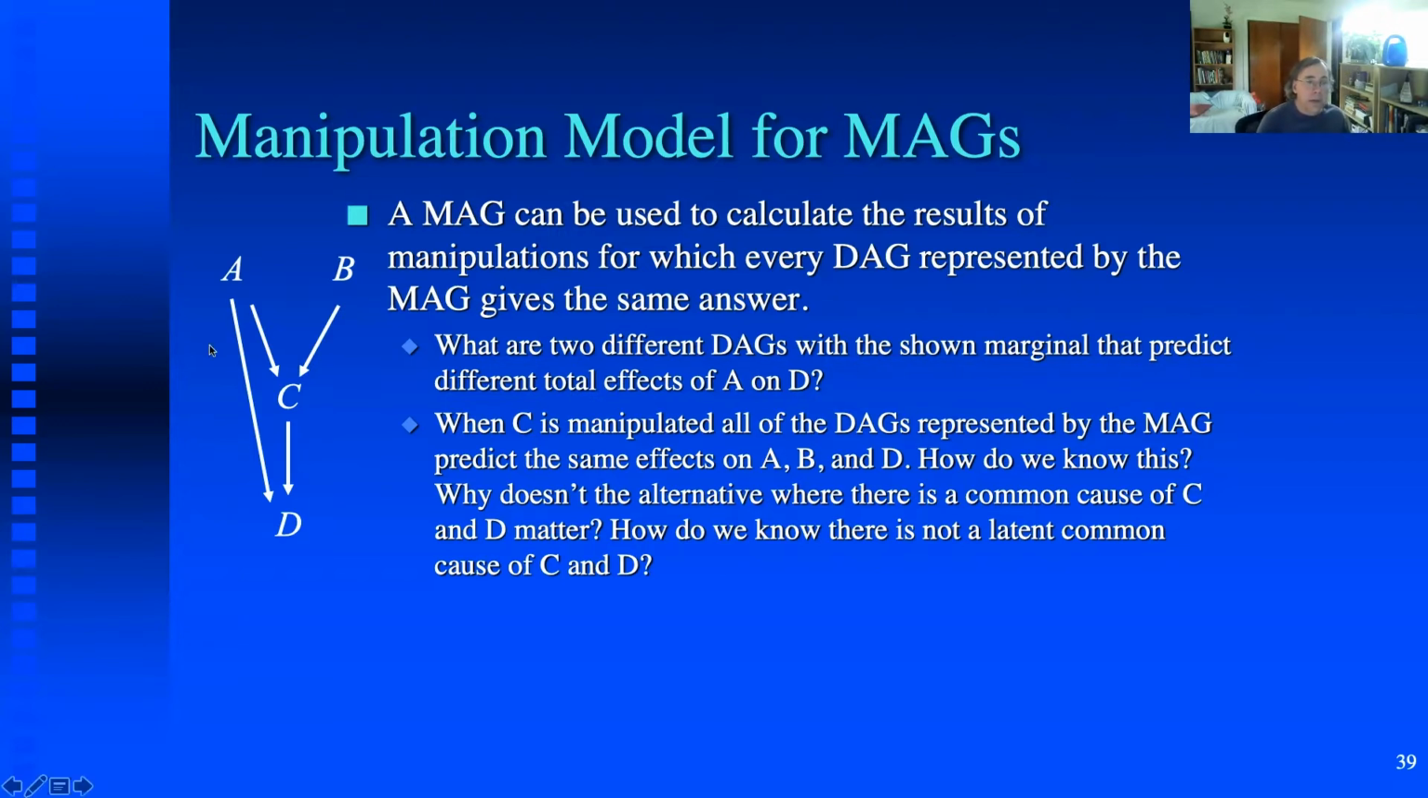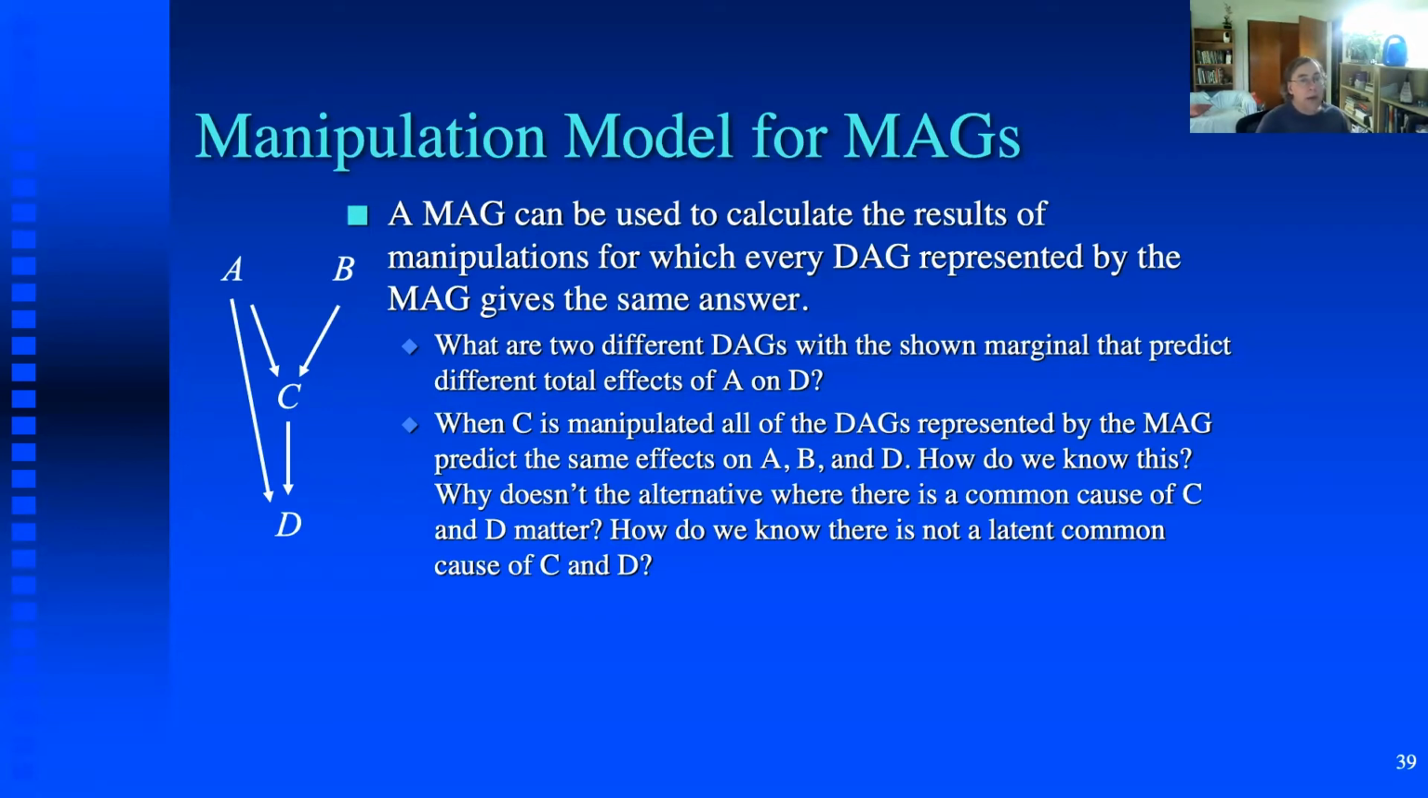So this is the case we looked at earlier. This is the marginal of the case where there was an unmeasured confounder between A and D. So that would be one DAG that has this marginal. Another DAG which would have this marginal is simply just the DAG where A really is a direct cause of D. So I would have two different DAGs, and they would both have the same marginal. And if I asked you what happens when you manipulate A, well, they give two different answers.